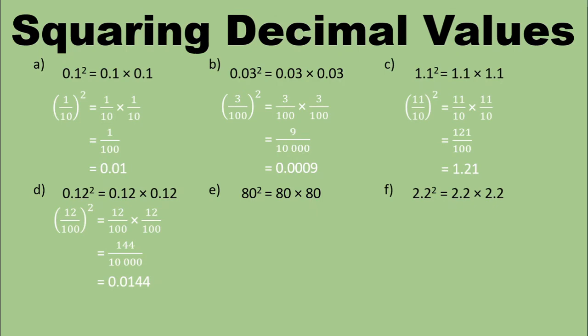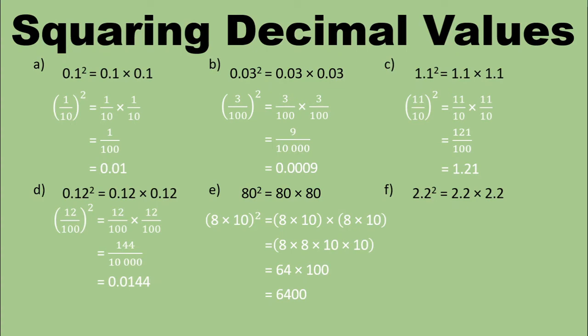Next, 80 squared. We didn't learn our square numbers up to that high of a number, but you should notice that 80 squared will be the same thing as 8 times 10 in brackets squared, so that both of those values are squared. That's 8 times 10 multiplied by 8 times 10. If you know what 8 times 8 is and you know what 10 times 10 is, you should know that this makes 64 times 100. That is 6,400.